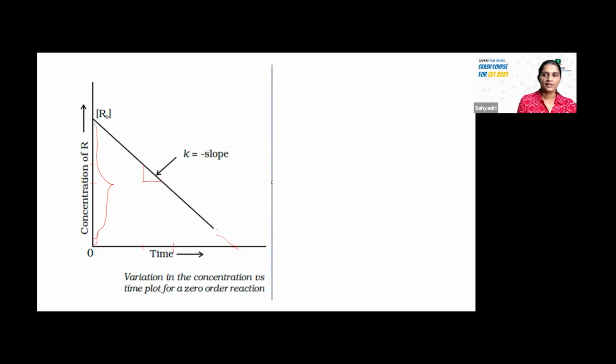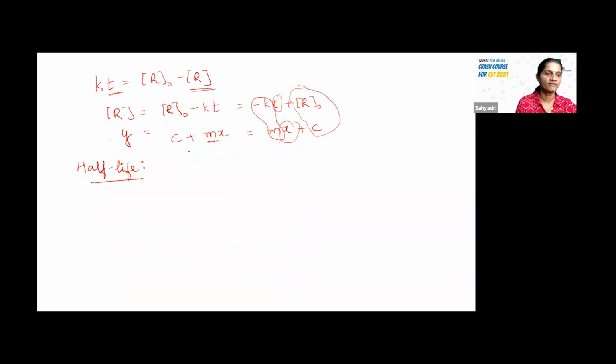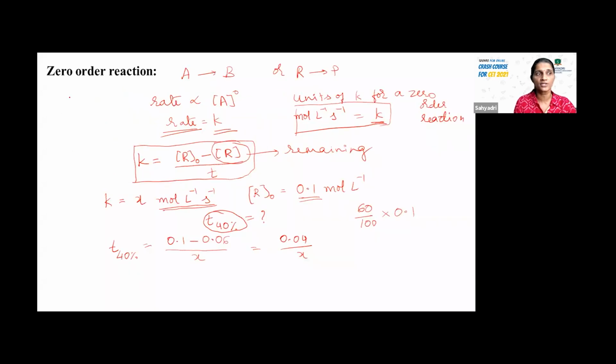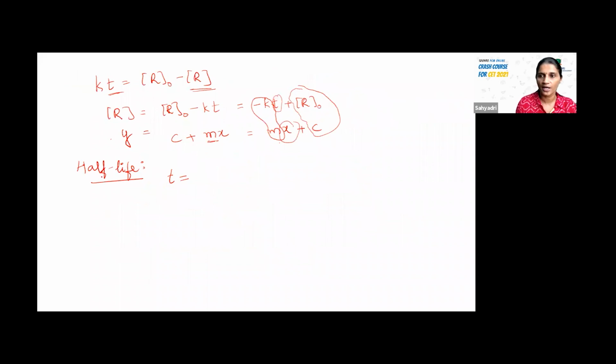The time in which the concentration of the reactant reduces to half of its initial value is called half-life. Half-life is the time required for 50% completion of the reaction. So we have T half for a zero order reaction. Remember, I'm discussing this for zero order. The side heading for all this discussion was zero order reaction. I hope you have focused on it. I'm still in zero order reaction, I didn't go to the first order.